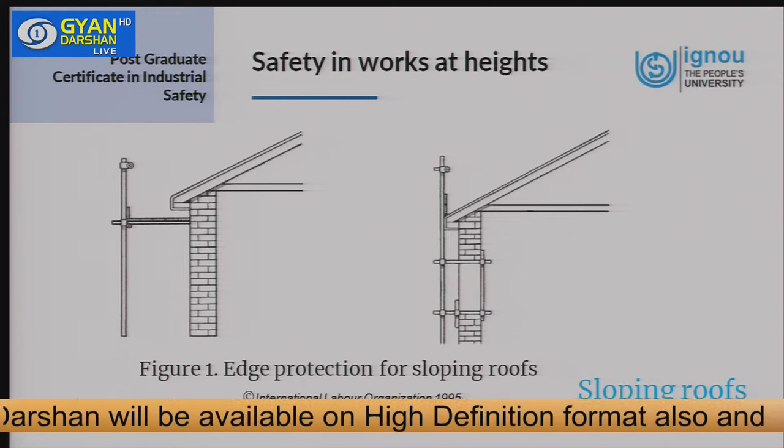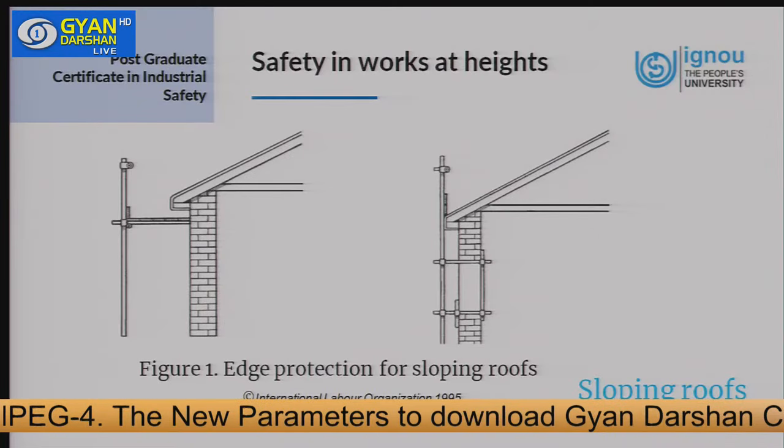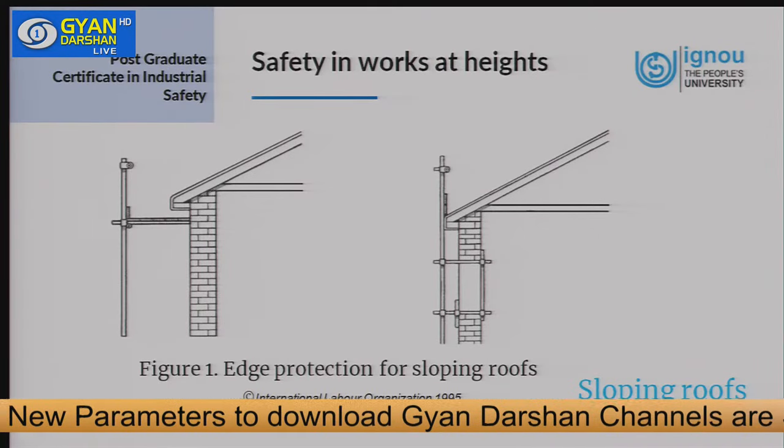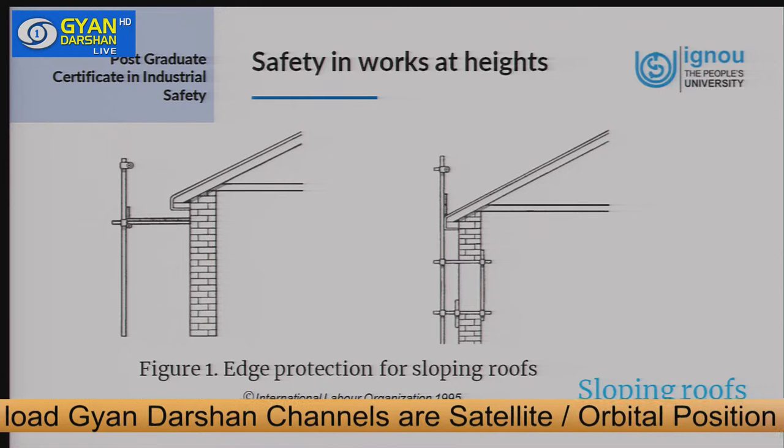Now, one of the risks of a sloping roof is that there could be moss which has accumulated over time, making the roof very slippery. So mechanisms like this while working on roofs help the workers working on the roof to be safe and secure.